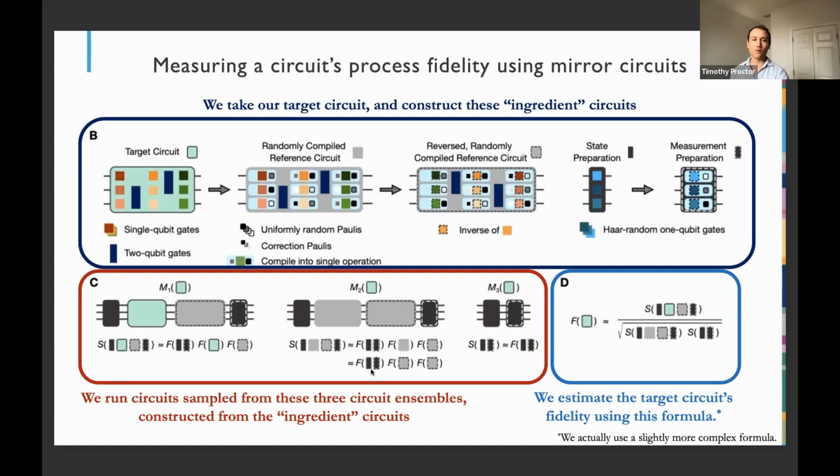And if you take these 3 formulas here, you can see that with some pretty simple algebra, we can just isolate the fidelity of the circuit we're interested in. So it's this exact equation here that allows us to do that. So we can just estimate all of these success probabilities by running randomly sampled circuits from these ensembles. And then using this formula, we can approximate the fidelity of the circuit we care about.